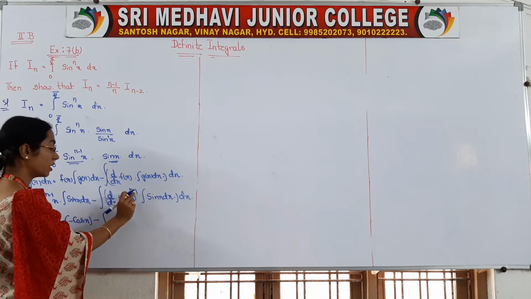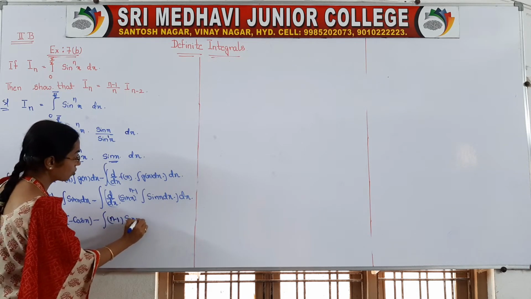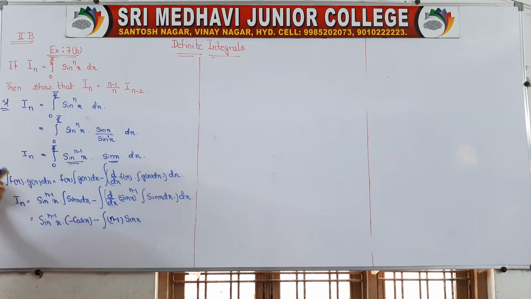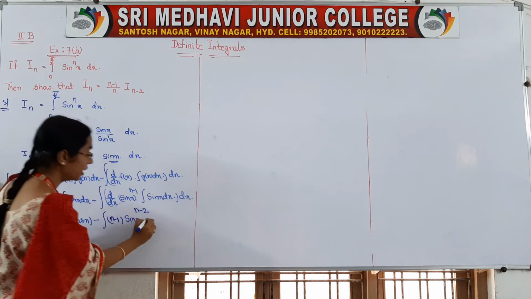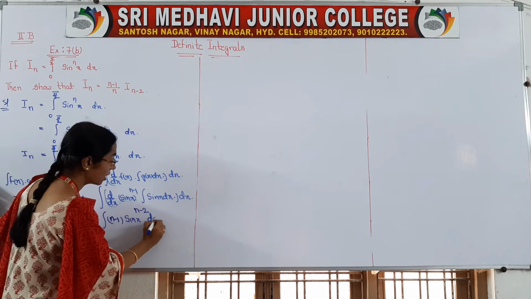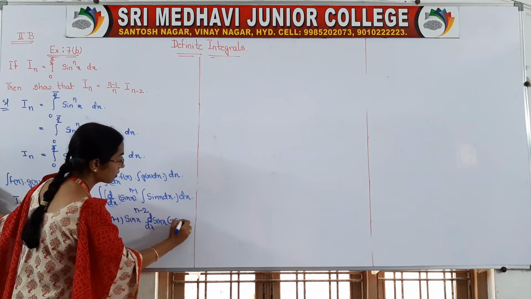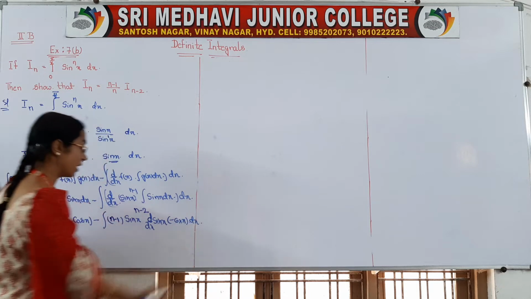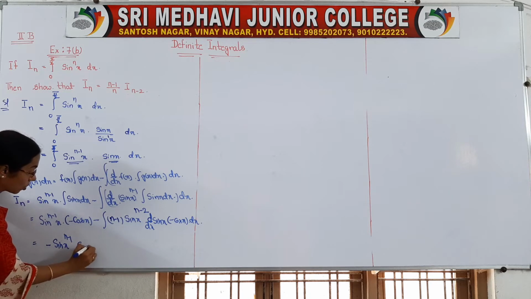So in n place we are having n minus 1 sin x to the power of n minus 1 minus 1. So it is n minus 2 into d by dx of sin x, integral sin x is minus cos x into dx. So it is equal to minus sin x to the power of n minus 1 into cos x.